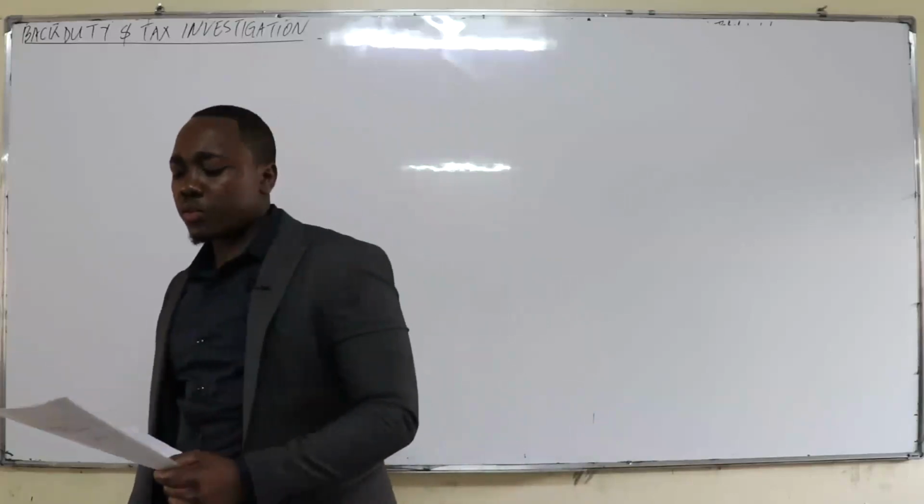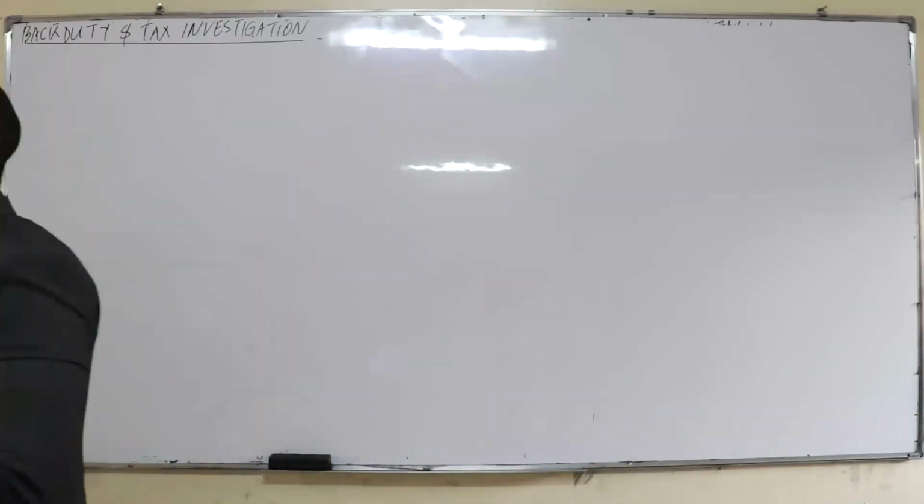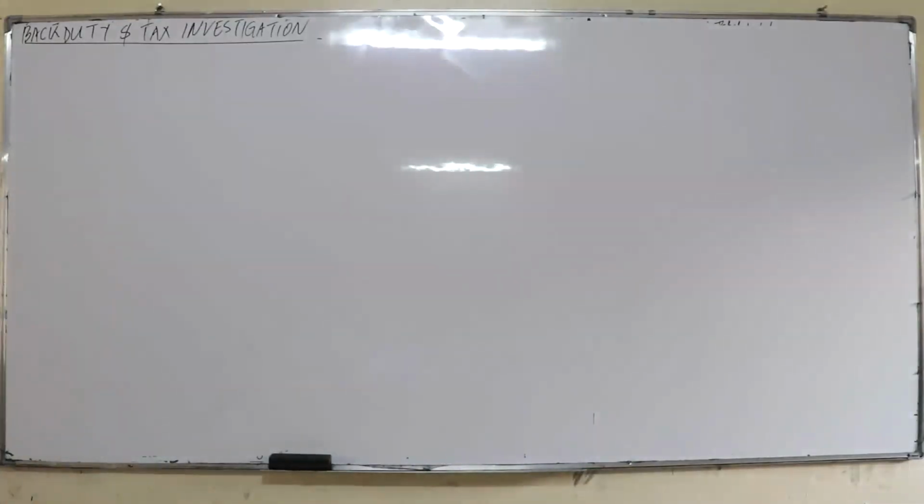So what are some of the sources of information that the commissioner can use when determining the tax liability? When doing a tax investigation, we have various methods that the commissioner or the tax investigative department can use to gather that information. Where do they get this information?